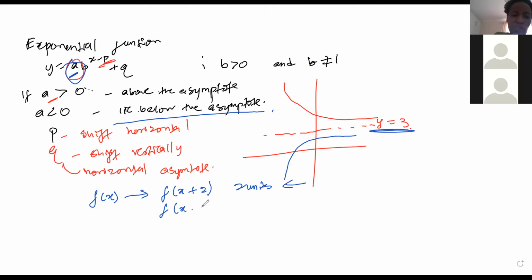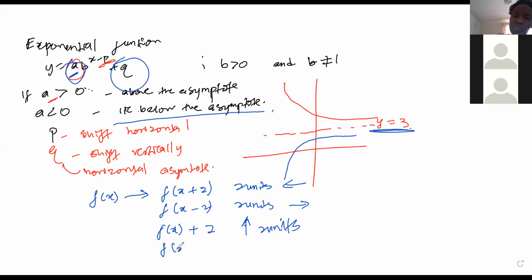If you've got f(x - 2), the graph will shift to the right. Then if now they tell you your graph is f(x) + 2, now that 2 is a q. So that means your graph will shift up by 2 units. The same thing applies: if it's f(x) - 2, the graph will shift down by 2 units, okay?